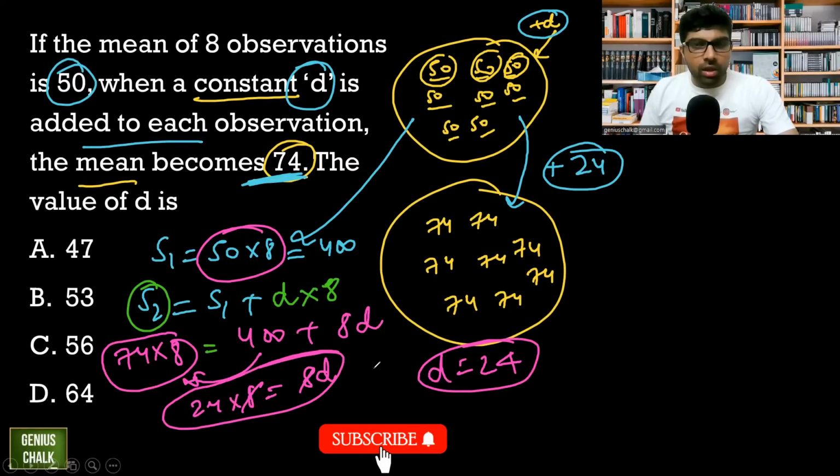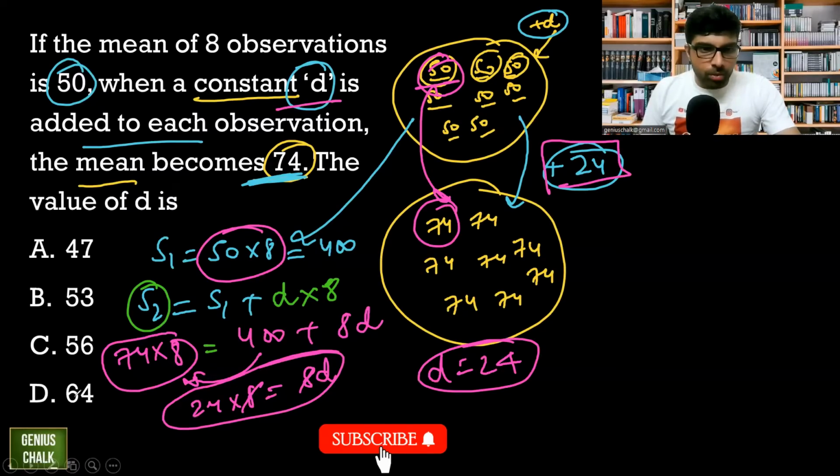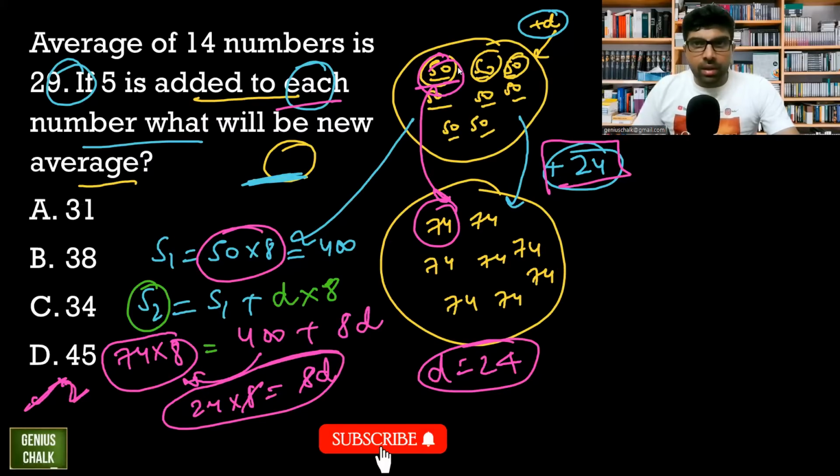The value of D, the constant which you are adding, is basically the change in average. So from 50 to 74, because the number of observations are same, every number is added up with something. So this extra is the value of that change. So that is 24. So this is my answer. It should be 24. So correct this option D. Next one.